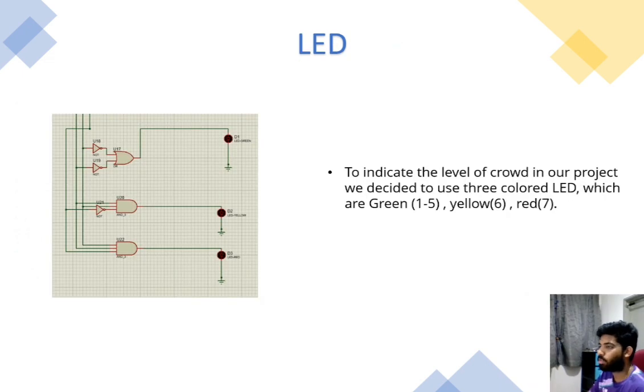And then for the next one, we use 3 LEDs as hardware for our project, which are a green LED, a yellow LED, and a red LED. We use the LEDs to indicate the level of crowd in our project.